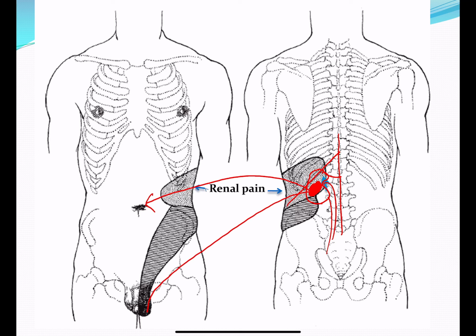it can be felt anteriorly below, towards the testicle or labia, because the kidney is supplied by T10 to T12 sympathetic nerve supply, and the umbilical area is also supplied by T10, and the testicular area is also supplied by T10. Due to similar segmental supply, the patient can feel the pain of the kidney along the anterior abdomen, along the umbilicus, or maybe towards the testicle or labia. So this is the basis behind the radiation of the pain related to kidney stone.